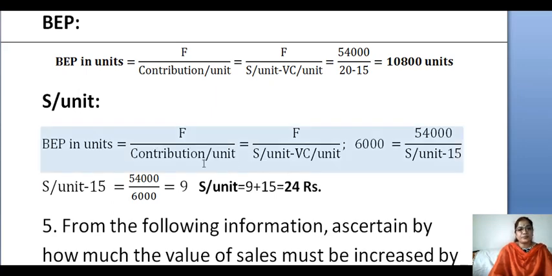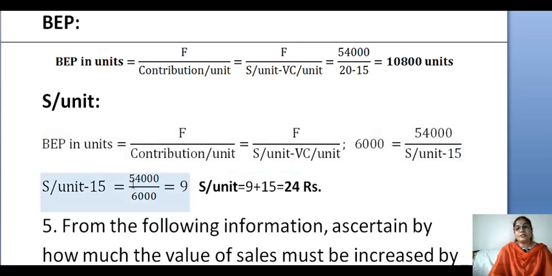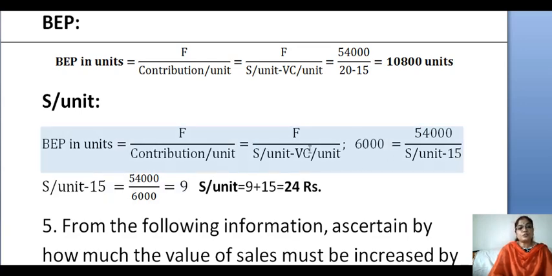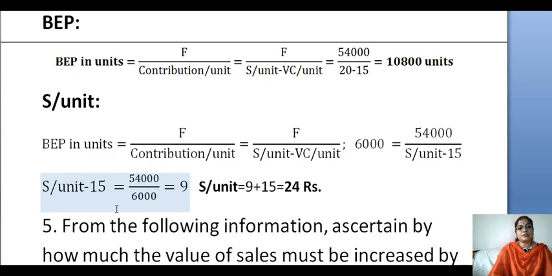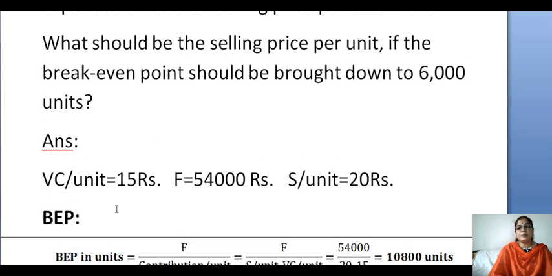BEP in units, if at all needed, just divide that by selling price. BEP in units is obtained here. Now it is asked if new BEP is 6,000, what should be the selling price per unit. So new BEP means whenever BEP is given, first we have to decide whether it is in units or rupees. The unit here is units, so it is not in rupees. We have to use this now.